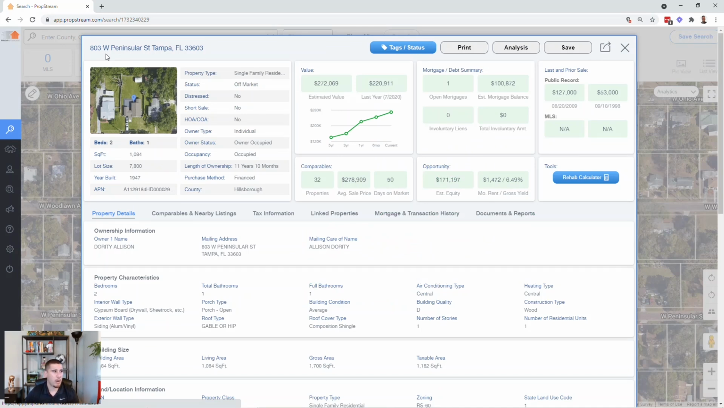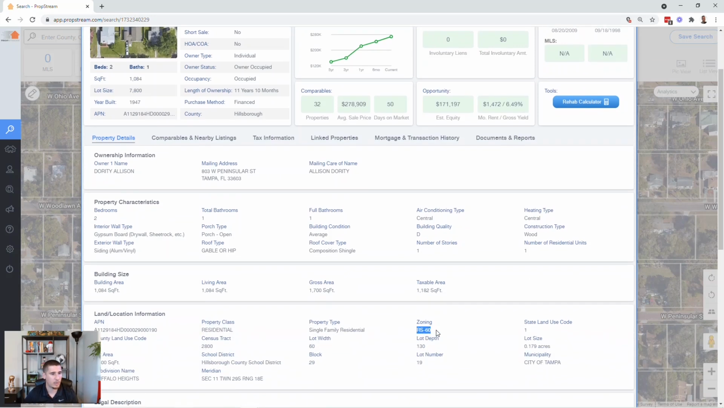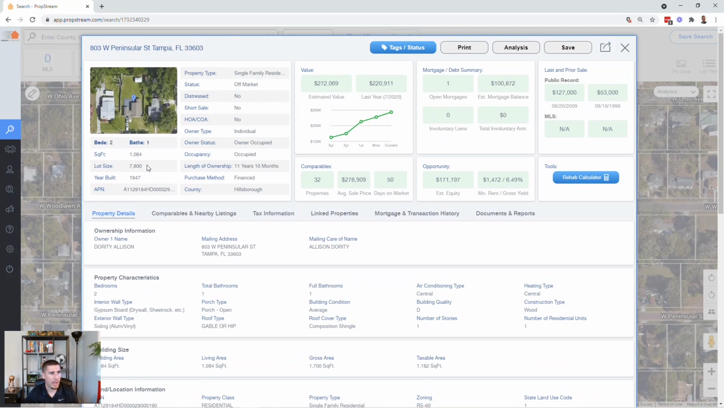Bob wants to sell his property on 803 West Peninsula Street in Tampa. The first thing I'm going to do is look at the lot size and the zoning. It's R60 zoning, and the lot size is 7,800. After that, we're going to click comparable nearby listings.